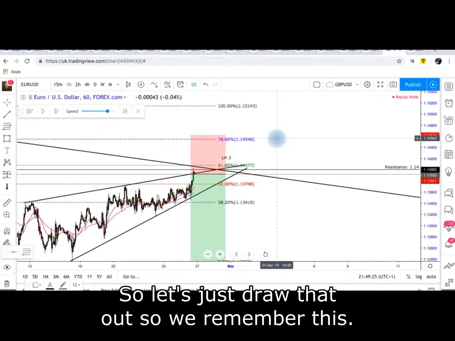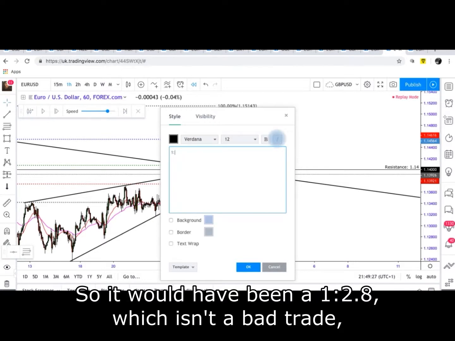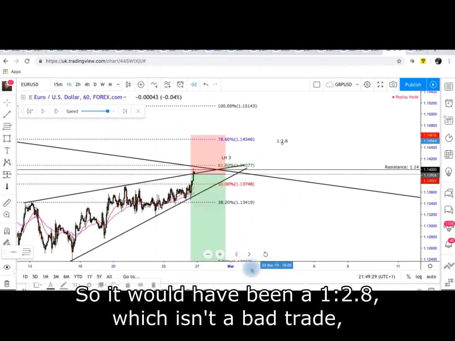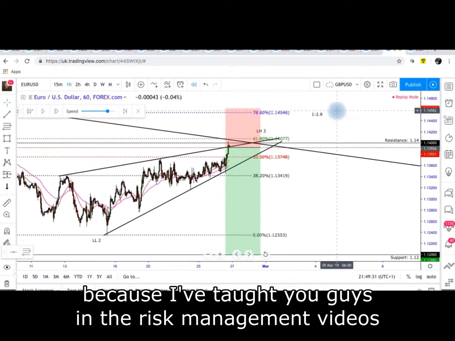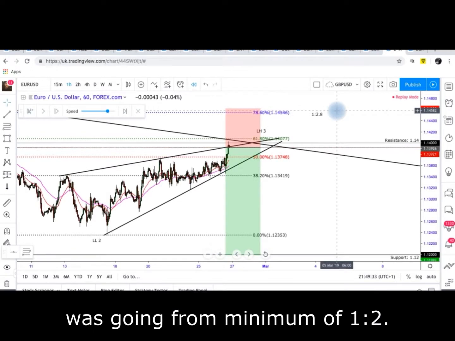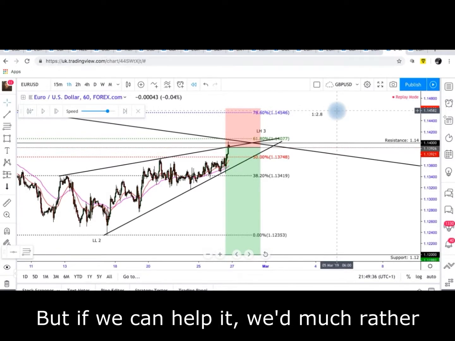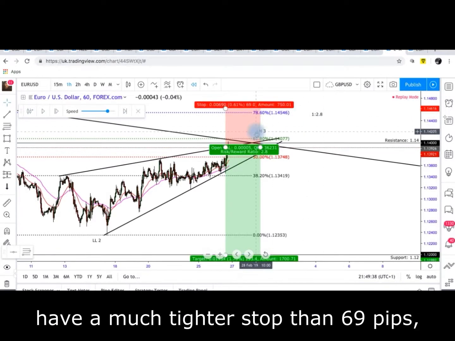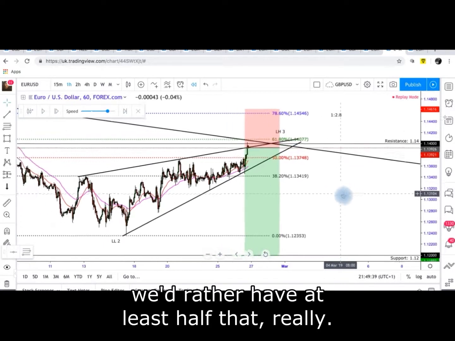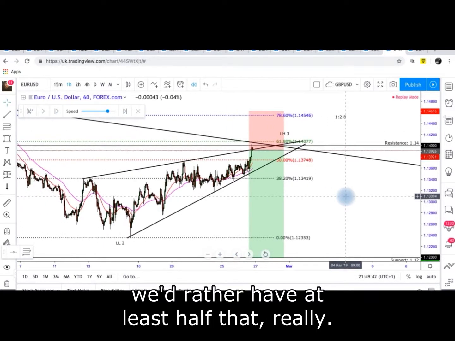So let's just draw that out so we remember this. It would have been a 1 to 2.8, which isn't a bad trade, because as I've taught you guys in the risk management videos, we're always going for a minimum of 1 to 2. But if we can help it, we'd much rather have a much tighter stop than 69 pips. We'd rather have at least half that, really.